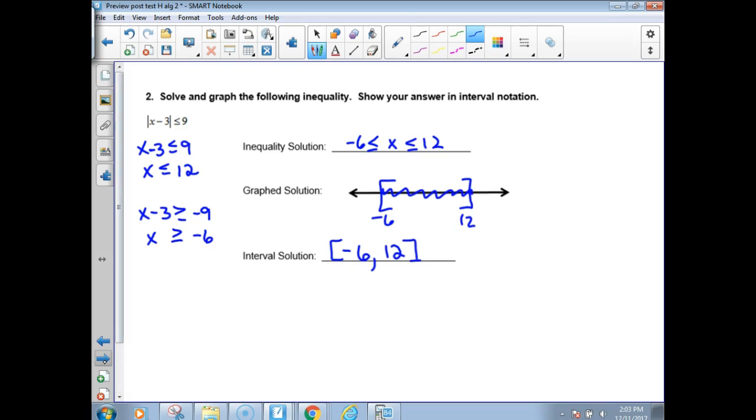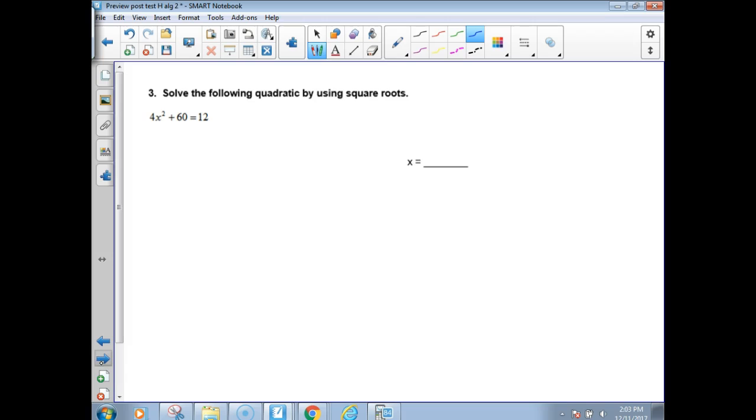All right. Next one. Solve the following quadratic by using square roots. We would need to subtract 60 from both sides. That gives us -48. Now, I had a lot of you on the quiz last time take the square root right now. You can't do that. You need to isolate the x squared first. So we need to divide by 4 before taking the square root of both sides. If we divide by 4, we get -12.